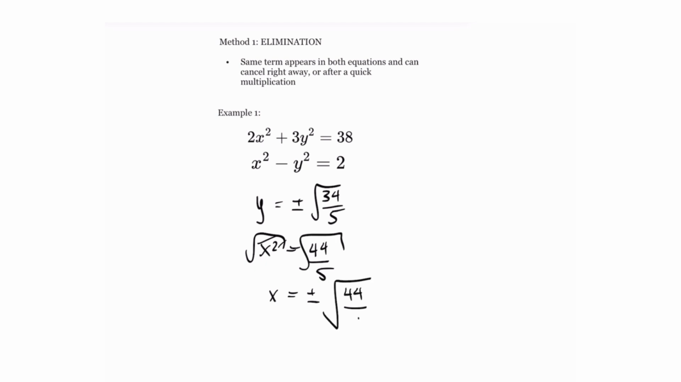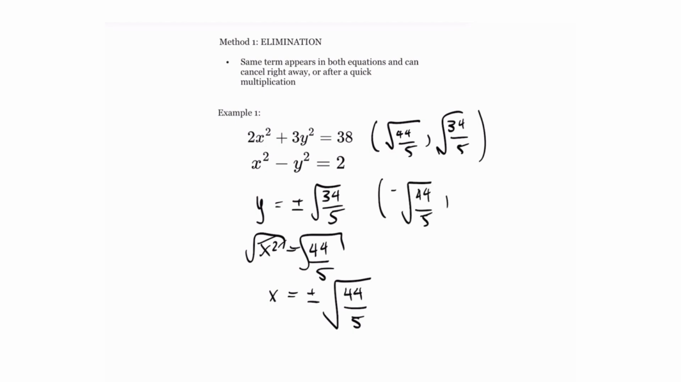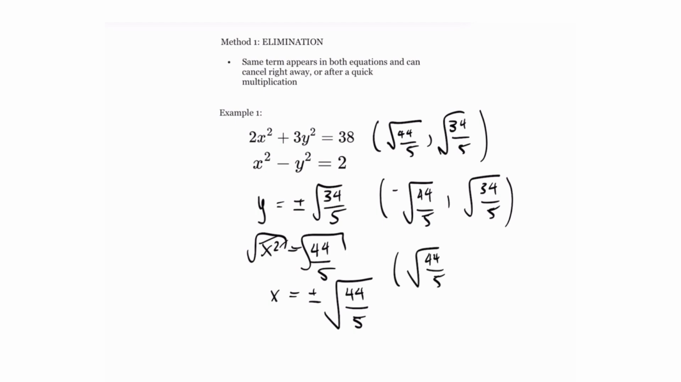So now we've essentially found the solutions, right? Now we just have to establish what these x, y coordinates are. So we have plus or minus for both, meaning we're going to have 4 distinct solutions. So the first one, x and y are both positive. Second one, x is negative, y is positive. Third one, x is positive, y is negative. And the last one, x is negative and y is also negative.